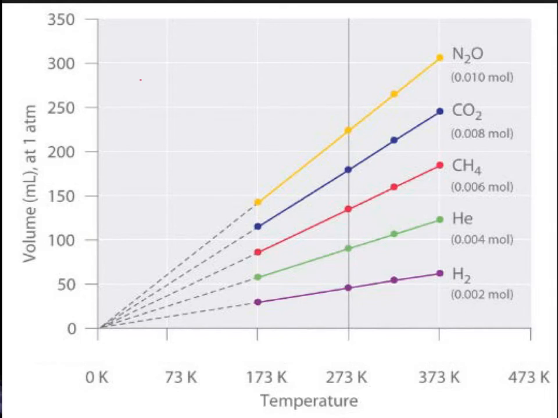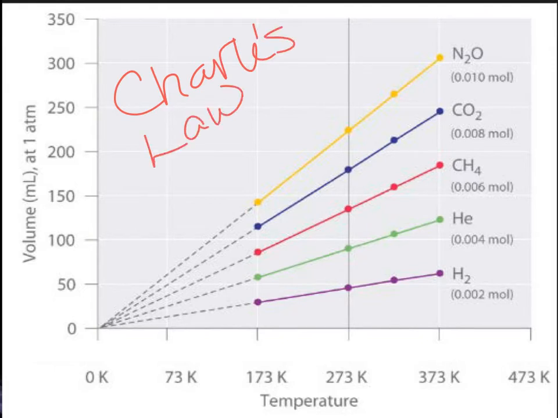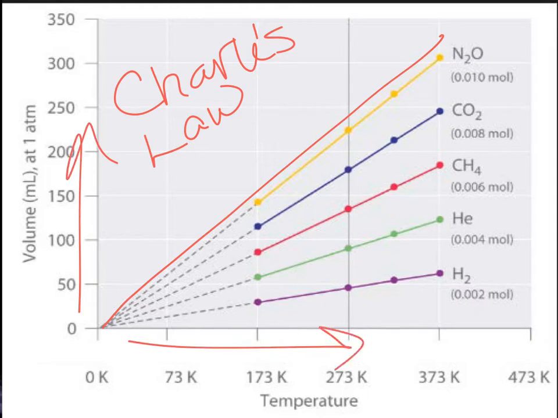Here's what a graph of Charles' law looks like. It is a direct relationship, and this is a typical graph for any direct relationship. It's linear, okay? As one of them goes up, the other one goes up.